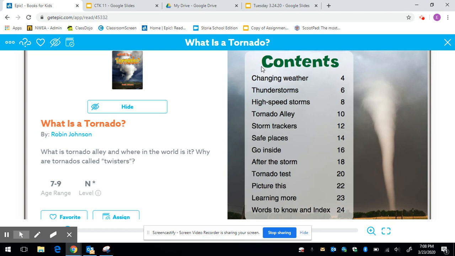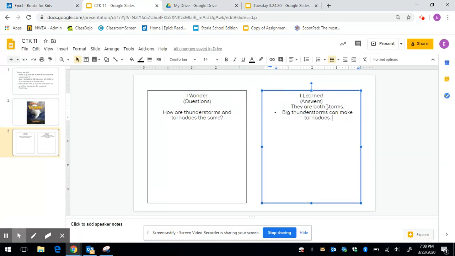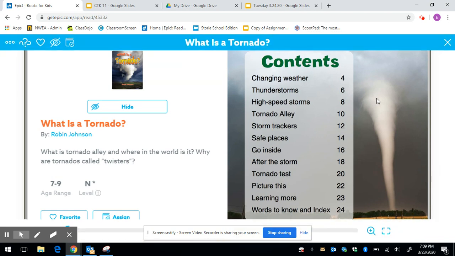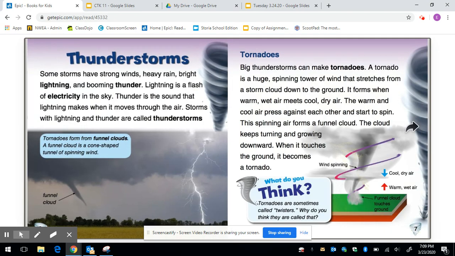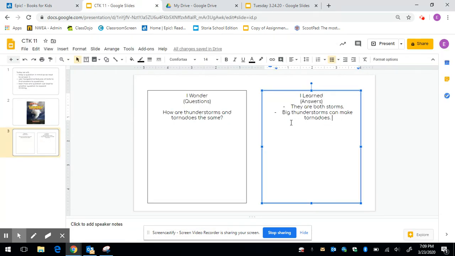You're going to go to that page and you're going to see if you can get some information to answer that question. And then you're going to come back to your I wonder, I learned, and you're going to make some bullet points that go along with your question. You can do one question, you can do two, you can do three. Your requirement right now is to do at least one question that you have before you start reading this book, using your table of contents, skipping to that page, and then seeing if you can answer your question. My hope is that after you read a little bit, you might have another question that you can record on your I wonder, I learned.